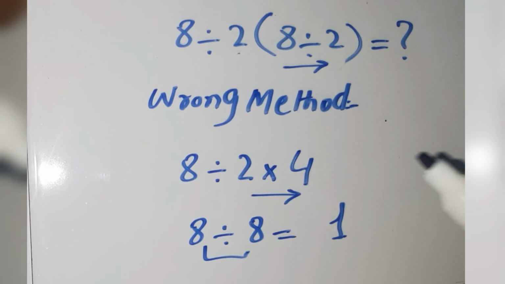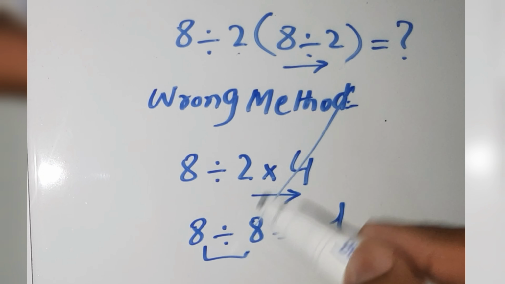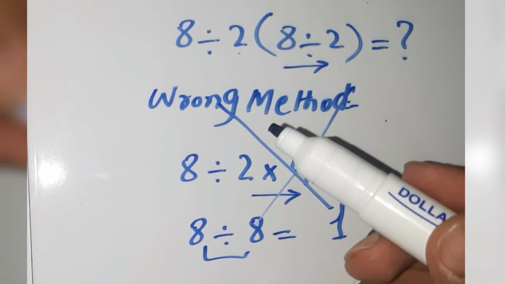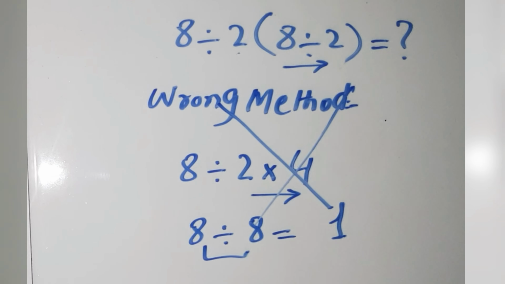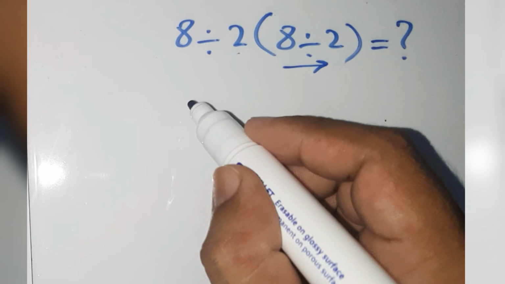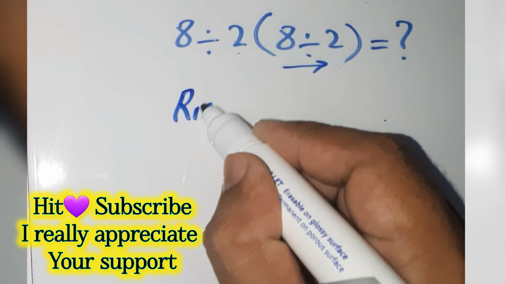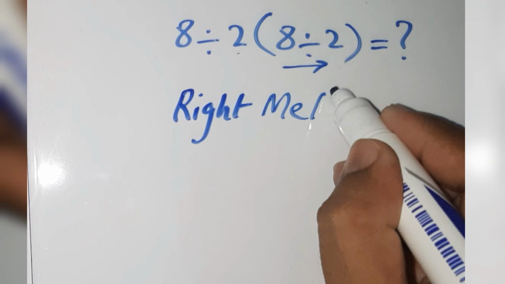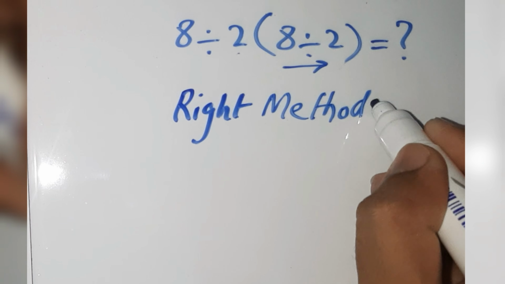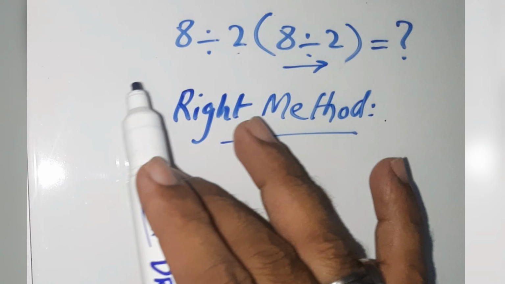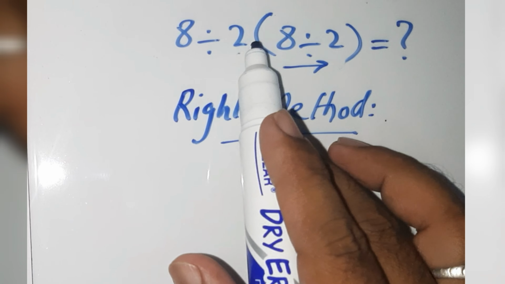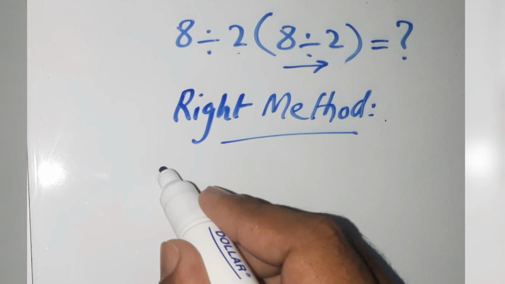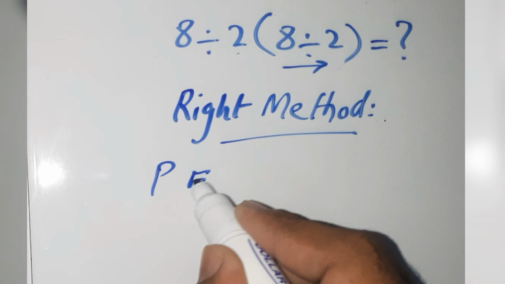But guys, believe me, this answer is absolutely wrong, because we didn't follow the order of operations, which is called PEMDAS. Now we solve this expression with the right method. Now in this expression, there is division, multiplication and parenthesis, so according to the order of operations, which is called PEMDAS.